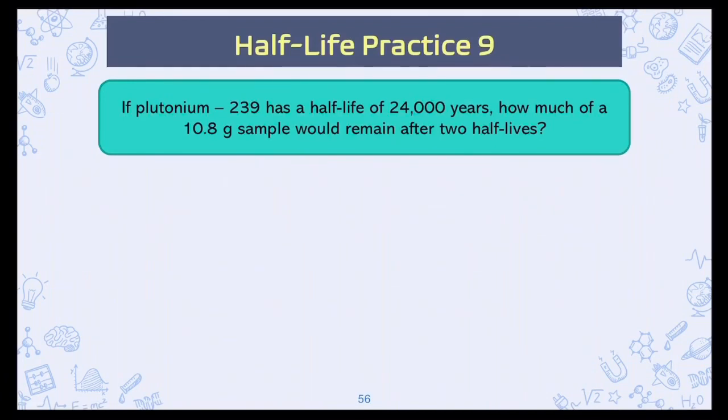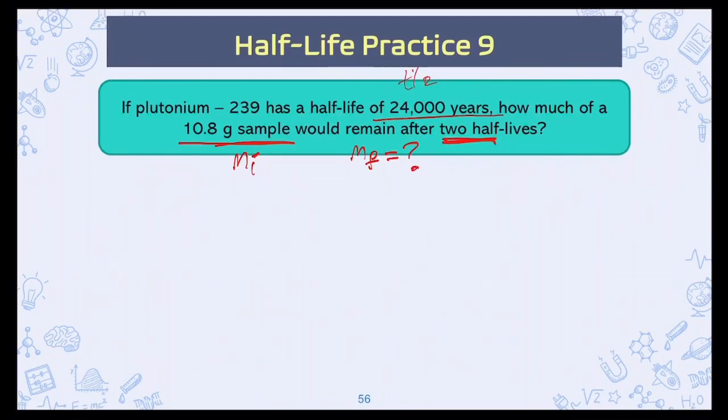Let's take a look at practice number 9. If plutonium-239 has a half-life of 24,000 years, that's our T1/2, how much of a 10.8 gram sample, that's our initial mass or starting mass, would remain after 2 half-lives? So we're looking for the final mass. We don't know the final mass, but we're given 2 half-lives.